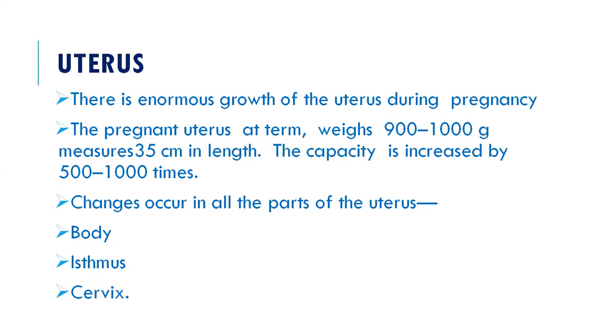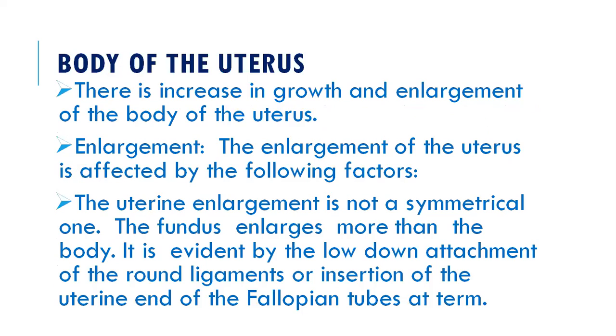Changes occur in all parts of the uterus. So we'll learn what changes occur in the body of the uterus, in the isthmus part of the uterus, and in the cervical part of the uterus. So the changes that occur in the body of the uterus: there is increase in growth and enlargement of the body of the uterus.